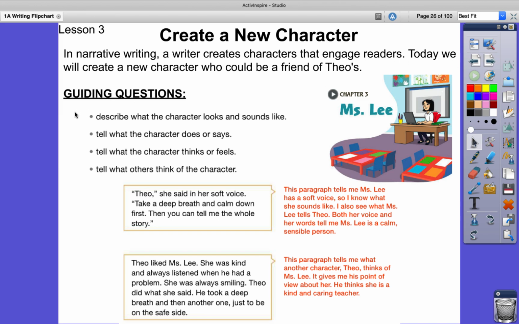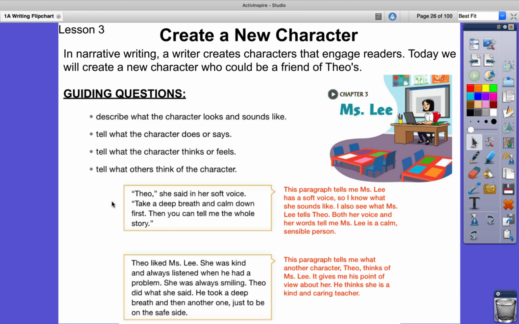Let's look at some guiding questions to help us. How can we describe what the character looks and sounds like? How can we tell what the character does or says? How can we tell what the character thinks or feels? And how can we tell what others think of the character? Let's look at some examples from the text.